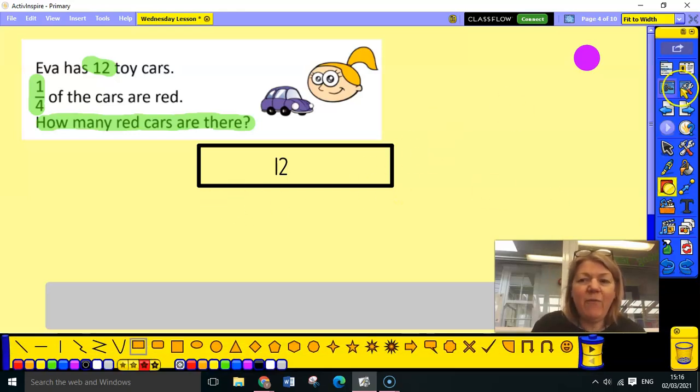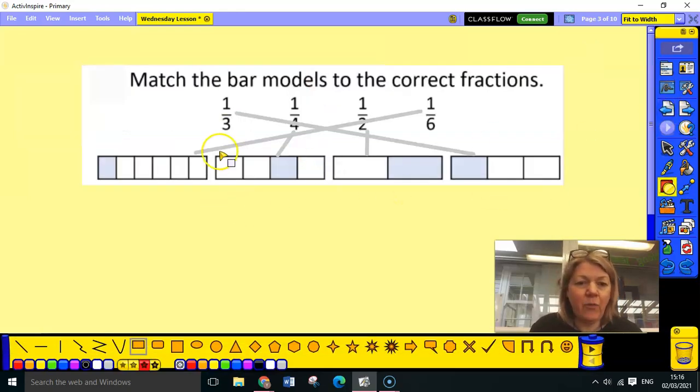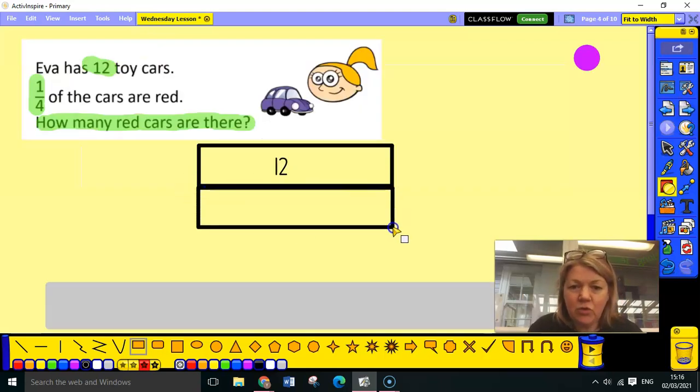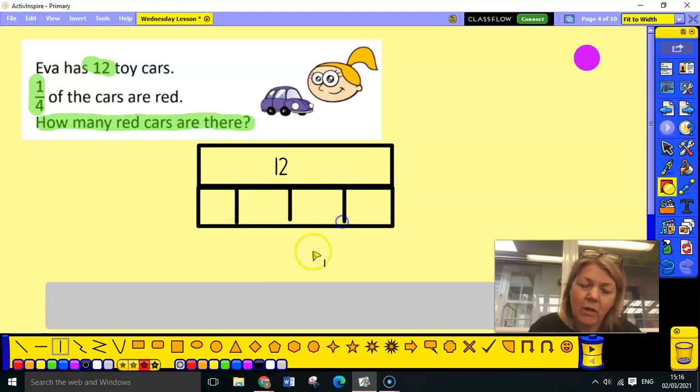So if I've got to find 1/4, if we go back to our bar model here, I know that I've got to find one part out of 4, okay? So underneath this bar model, I'm going to draw another one, and I'm going to divide this bar model into 4 equal parts. They might not be totally equal because I'm trying to do it on the computer and it's quite tricky, but they're pretty much equal.